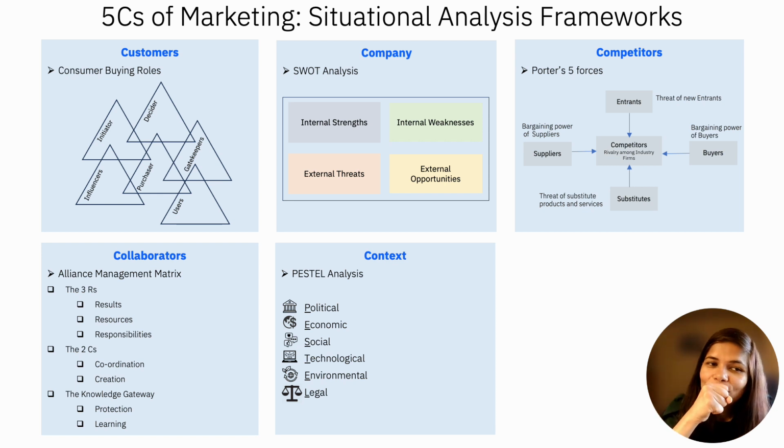Hey everyone. So, revisiting the 5 C's of marketing, which I discussed in my earlier video, today we are going to look at the first C of these 5 C's for situational analysis while framing your marketing strategy. So, the first C is customers. And in my earlier video, we spoke briefly about the consumer buying roles. Let's look into details today.